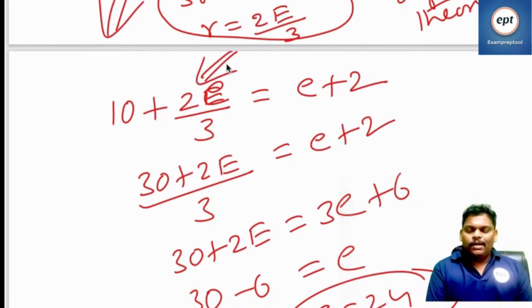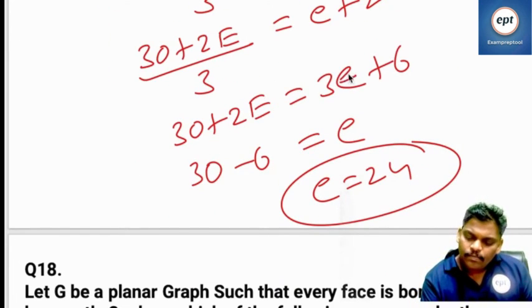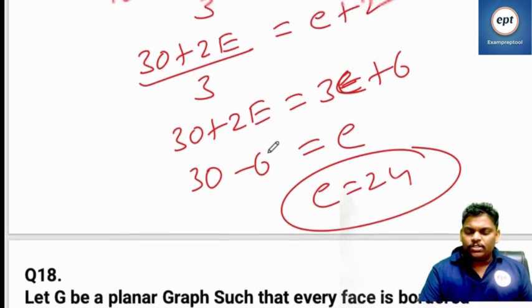10 plus 2E by 3 is equal to E plus 2. So 30 plus 2E is equal to 3E plus 6. Finally, the E value is 24. Can we move to the next problem?